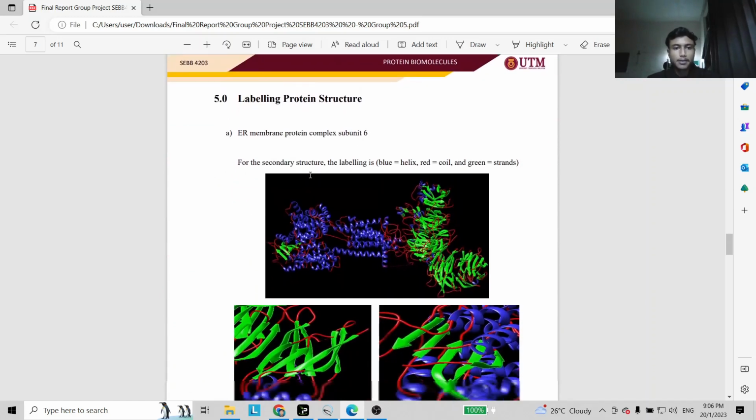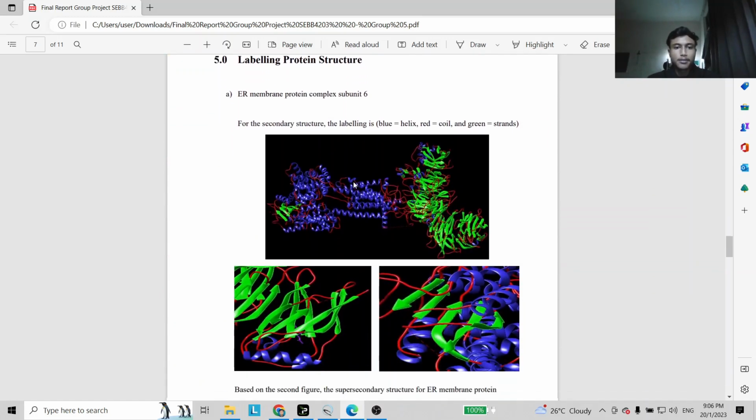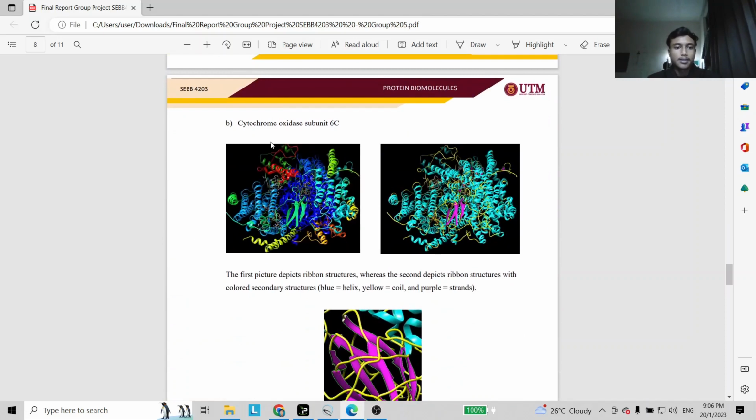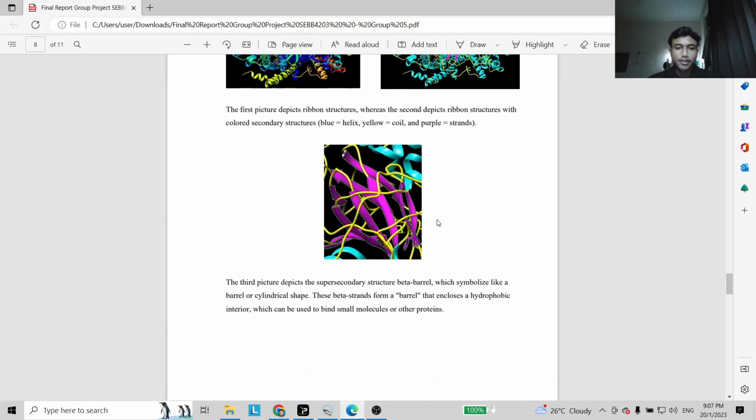So moving on, next is the labeling protein. So labeling protein is this. The first one is the secondary structure. The first picture depicts the ribbon structure, and the second picture depicts the color of the secondary structure, which is blue for helix, yellow for coil, and purple for strands.